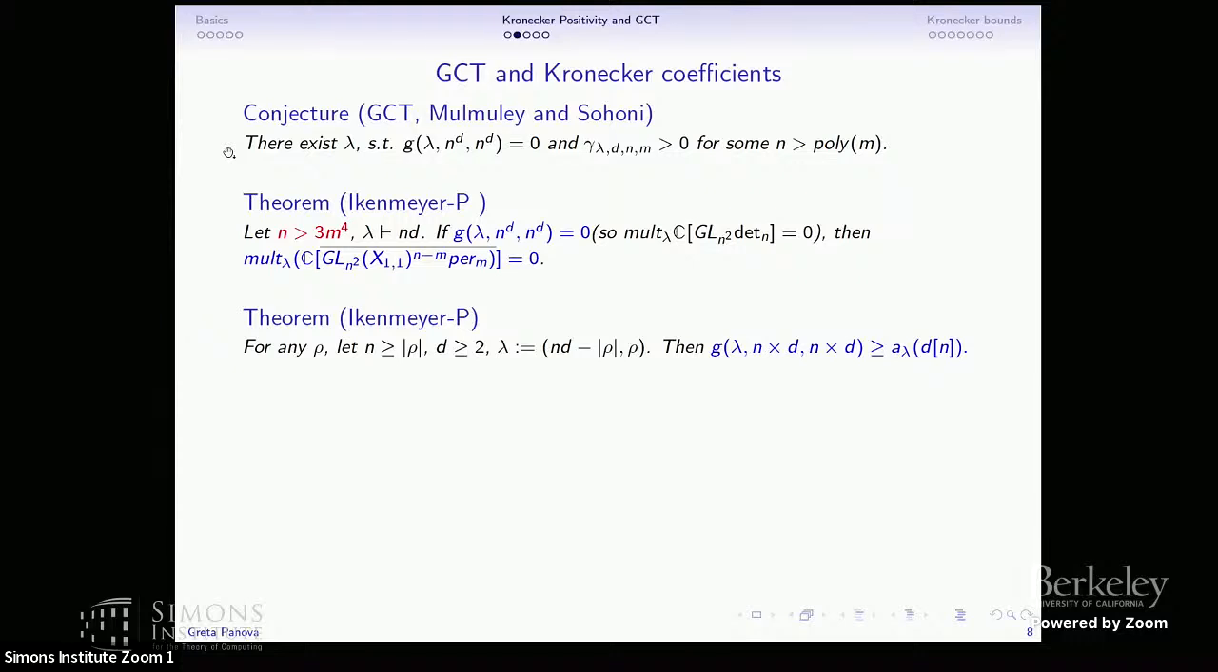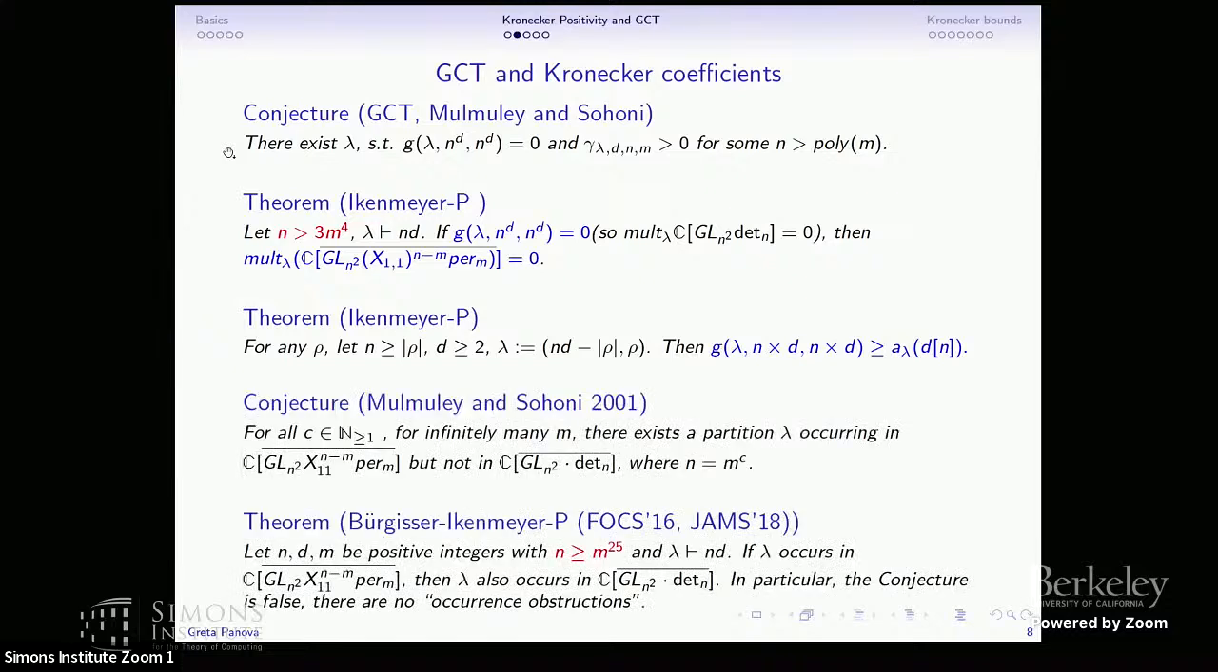This is the full result that we proved with Peter later, that if n is greater than or equal to m to the 25th, so basically we cannot prove a better one.